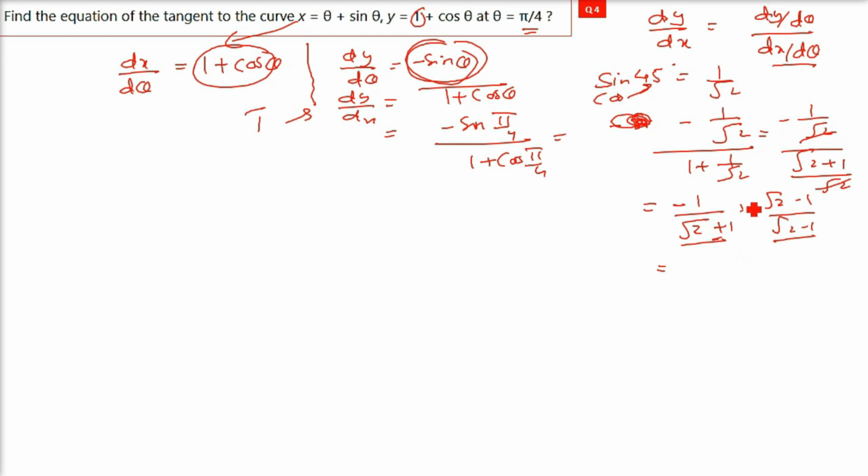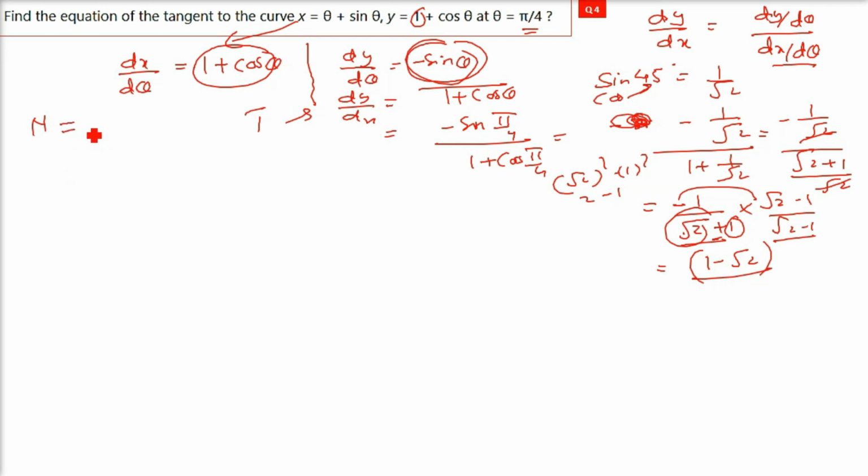We have root 2 minus 1 into minus 1. So just multiply negative, so 1 minus root 2 it will be. This will be root 2 whole square minus 1 whole square. So it will be a square minus b square, that is 2 minus 1, that is 1 only. So I am not writing 1. Finally dy by dx is 1 minus root 2. This is your dy by dx.